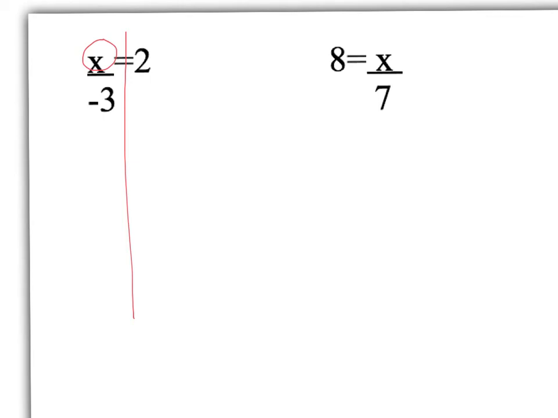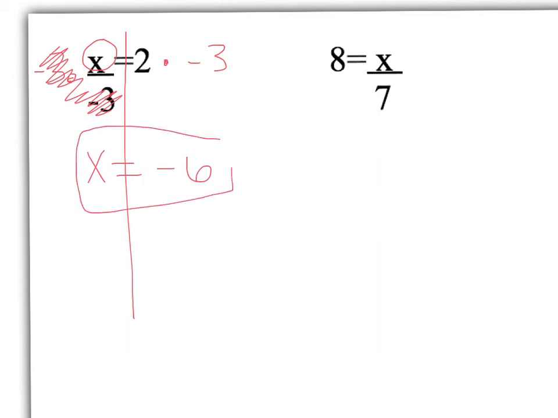This is X divided by negative 3. The opposite of divided by is multiply. So I am going to multiply both sides by negative 3. Over here, negative 3 divided by negative 3 is 1. So I'm left with 1x all by itself. On the right side, I have 2 times negative 3, which is negative 6. If I wanted to go back and check my answer, I could plug negative 6 in. Negative 6 divided by negative 3 is 2, so it works.